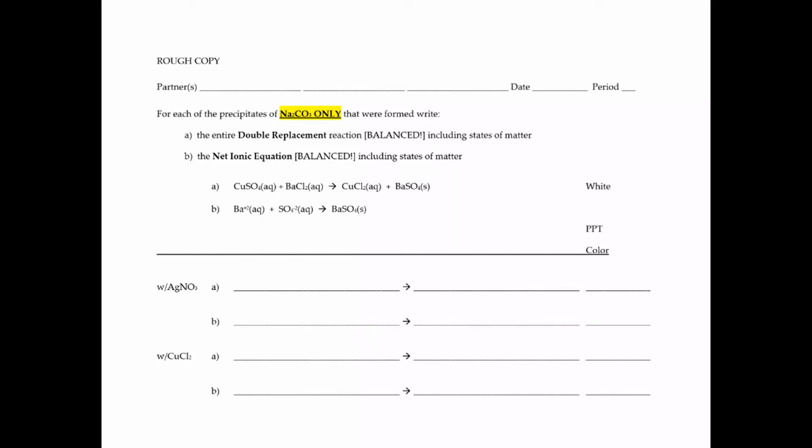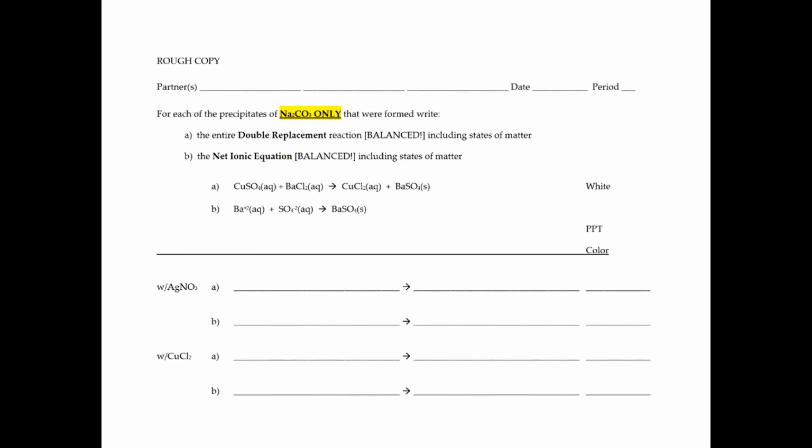Today we're on page 10 of the Chapter 11 Discovery Labs on solubility rules and double replacement reactions. Today we're going to be learning how to write the double replacement reaction for the precipitates that were formed, as well as what we call the net ionic equation for each of those reactions.